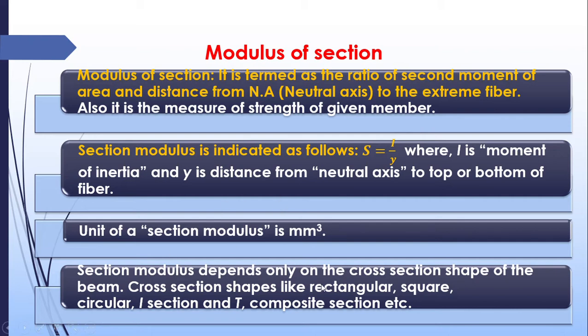For section modulus, the unit will be millimeter cubed, because the moment of inertia has a unit of millimeter raised to 4 and y has a unit of millimeter. So its unit comes to be millimeter cubed, and it depends on the shape of the body, whether it is rectangular, square, circular, etc.